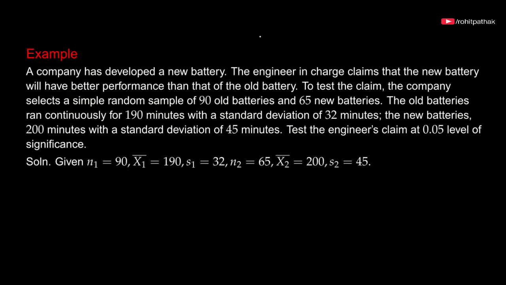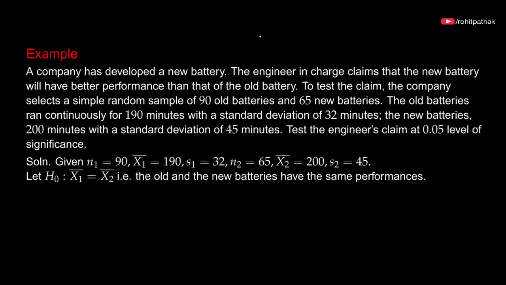So again, if we note down the given data, we find that the sample size of the old batteries is 90 and the mean running time is 190 minutes, standard deviation 32 minutes. N2, the sample size of the new battery, is 65, X2 bar, the mean running time of the new battery, is 200 minutes, and the standard deviation is 45 minutes.